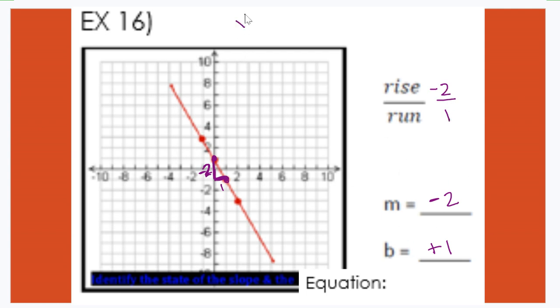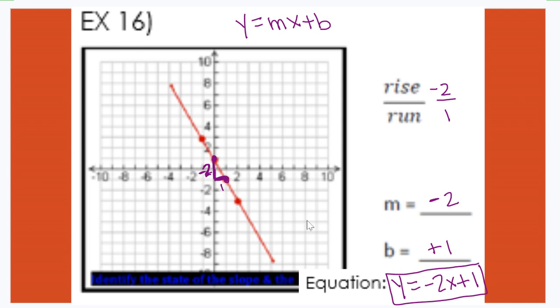So now let's put that in our equation. Our formula is y equals mx plus b. So we start with our variable y equals. Now next comes our m. What did we find for m? Negative 2, variable x. And then last is our y-intercept, b. So we found positive 1. The equation for this line that is graphed is y equals negative 2x plus 1.